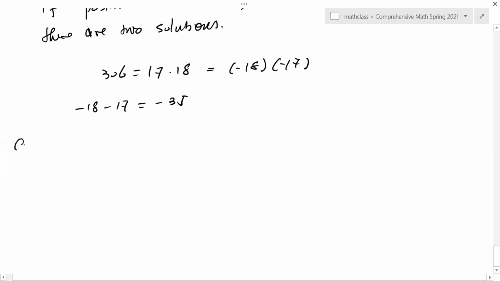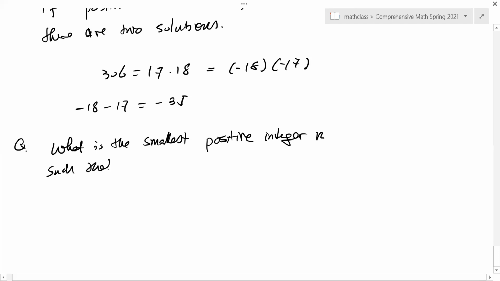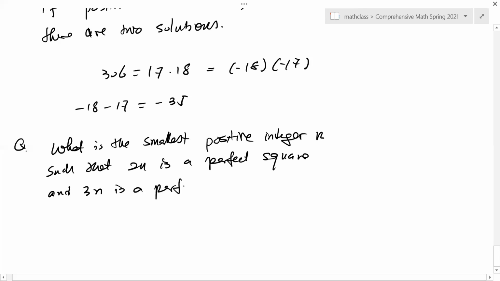Okay. Our next problem is, what is the smallest positive integer n such that 2n is a perfect square and 3n is a perfect cube? Wow, the cube is a little bit difficult to think about. Okay.